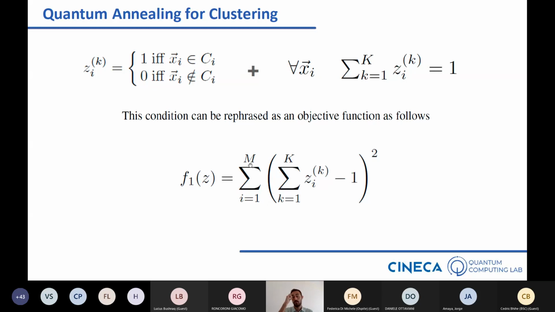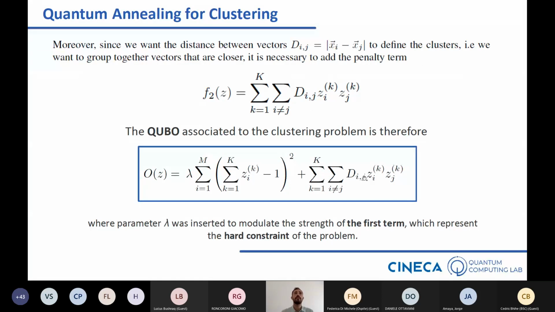So what does it mean? It means that this function has a minimum only when this condition is satisfied. If, for example, vector xi is associated to two classes, this sum will give you 2 minus 1, that is 1, so it is not minimum. The minimum of this is 0. This is the first part, the hard constraint of the QUBO.